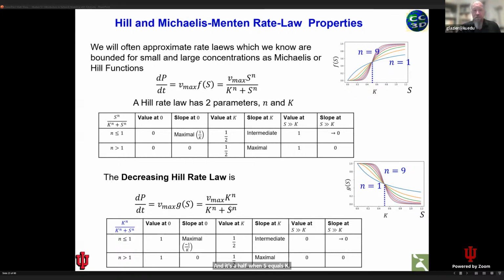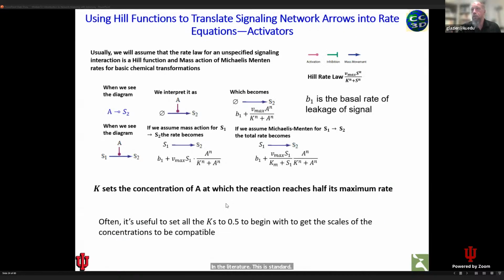So if you haven't seen these before, it's okay. You can review them in the literature. This is standard basic chemistry, biochemistry. It's useful to remember how to deal with these things.